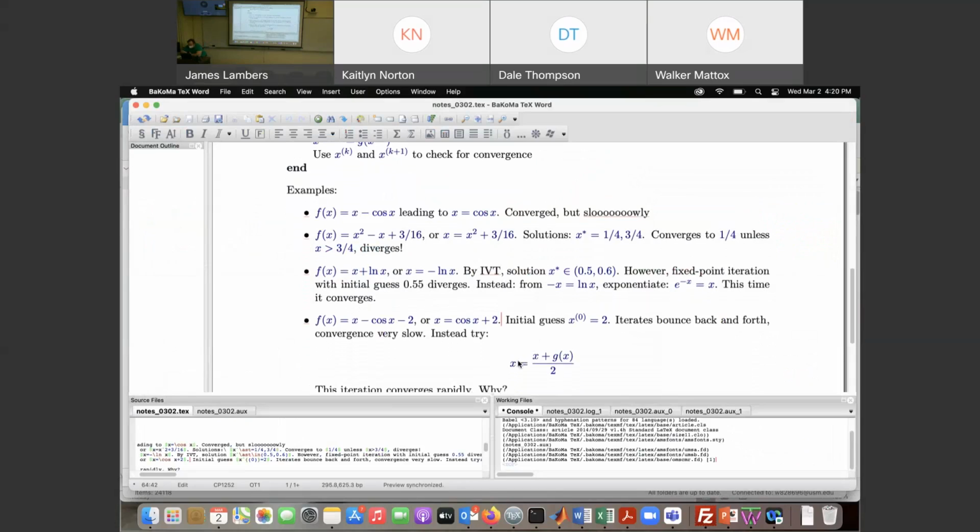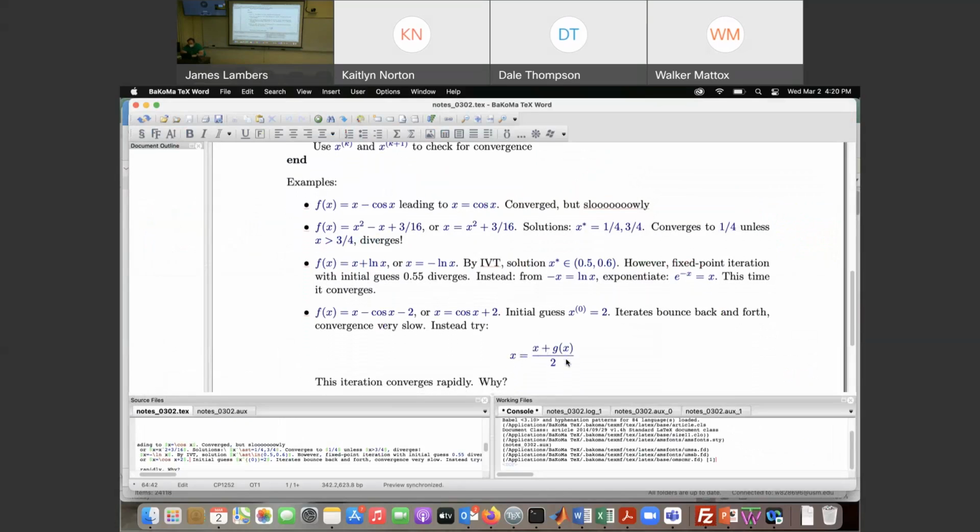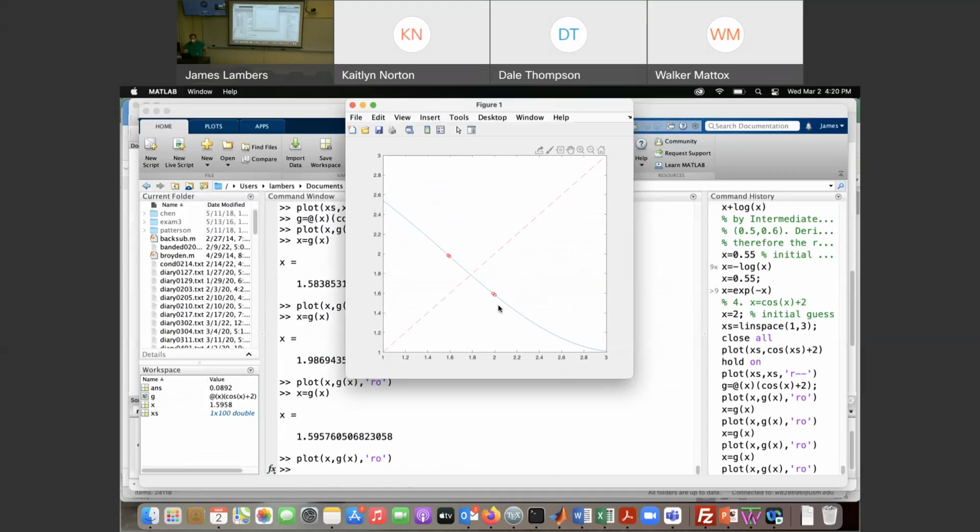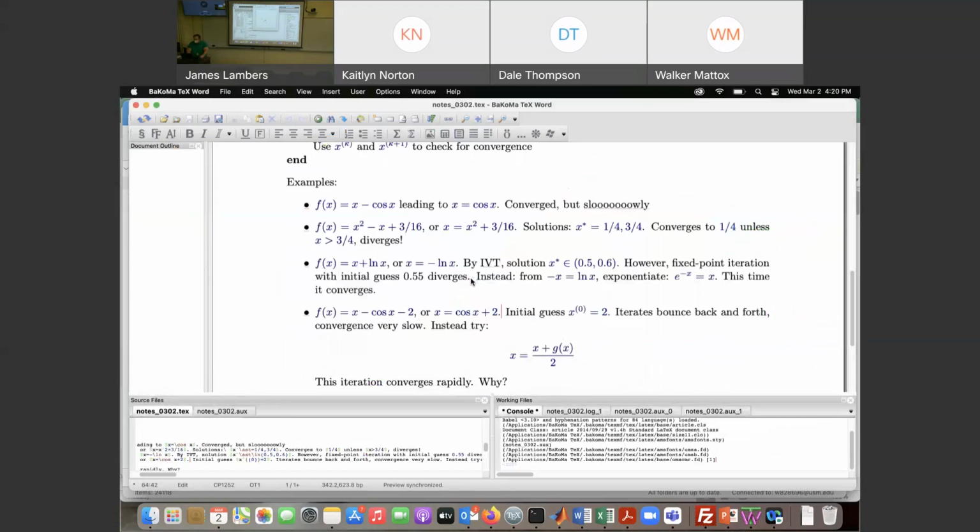Now, here's an alternative iteration. So instead of simply x equals g of x, I can do x equals x plus g of x over 2. And the reasoning here is, since we're bouncing back and forth like this, it seems like if I were to take the average of successive iterations, then that would put me much closer to a fixed point. And that's what this is doing. X is an iterate, g of x is the next iterate, and now I'm taking their average. And if x equals g of x, then this equation is satisfied also.